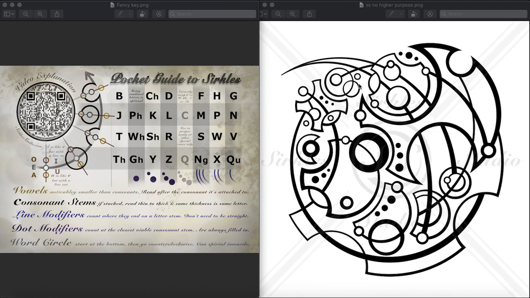T-H-A-N. So TH, just like this, T-H-A outside the word circle. It's the only letter that's outside the word circle. And then an N, just like that N, with 1 line ending on it.